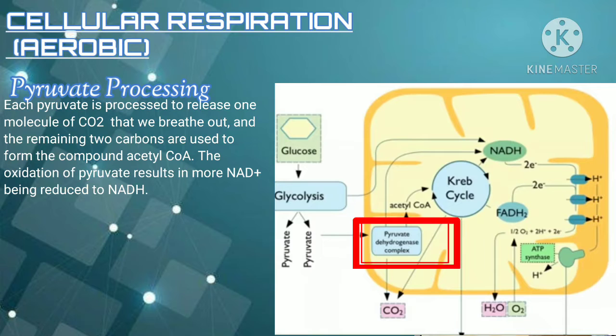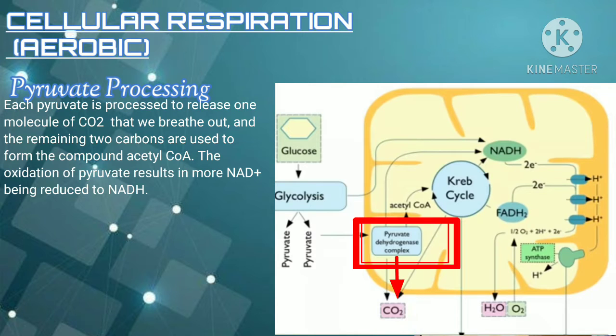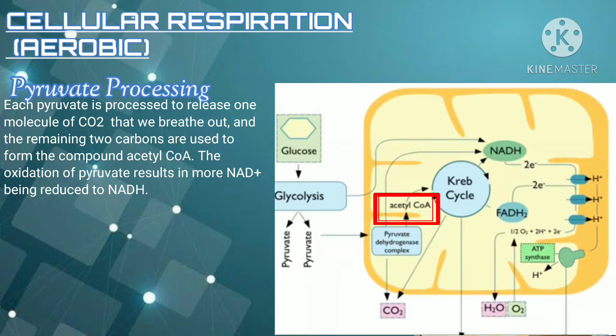The second process is pyruvate processing. In pyruvate processing, pyruvate is processed to release 1 molecule of carbon dioxide, the CO2 that we breathe out, and the remaining 2 carbons are used to form the compound acetyl-CoA. The oxidation of pyruvate results in 1 more NADH, as NAD+ is again reduced.